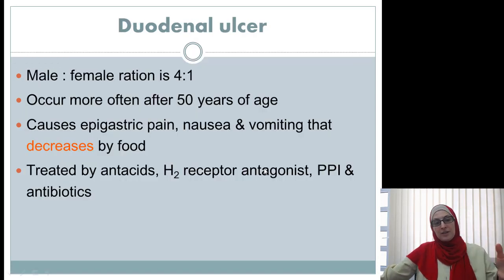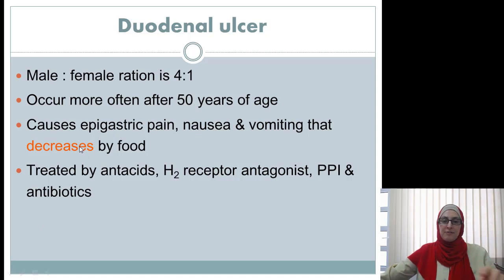The duodenal ulcer, as we said, is far more common than the gastric ulcer. It has lower chances of being malignant than a gastric ulcer, and again it is treated by reducing the acidity of the chyme by using antacids, H2 receptor antagonists, and PPIs. Again, we use antibiotics because it is associated with Helicobacter pylori.